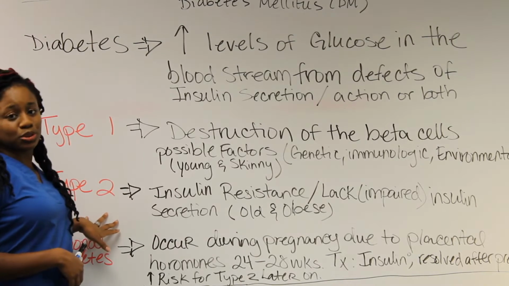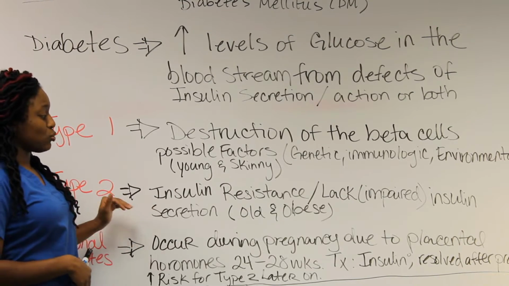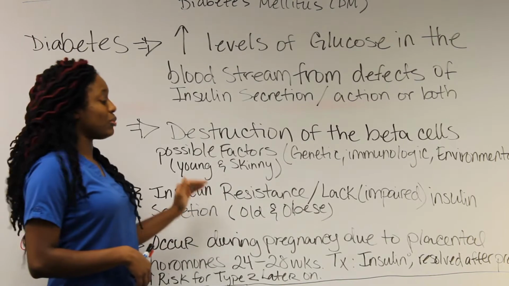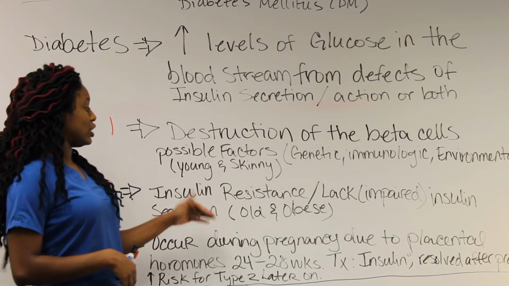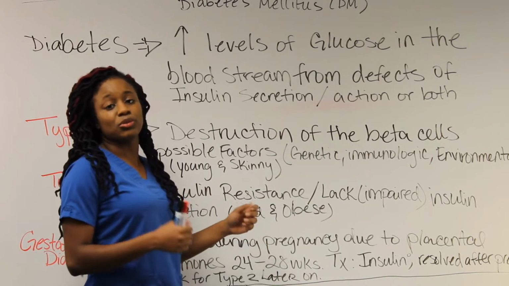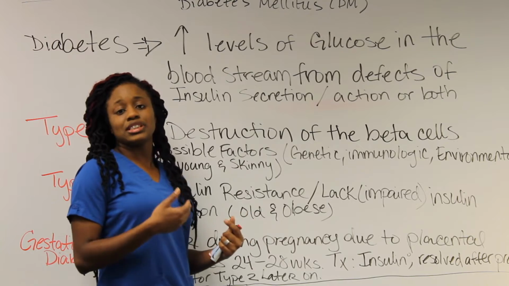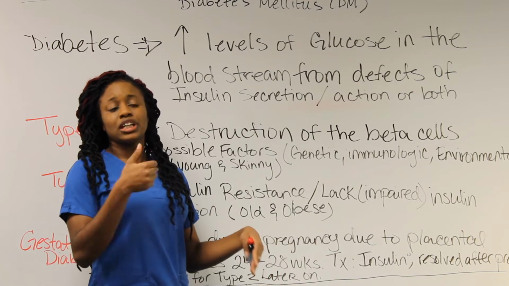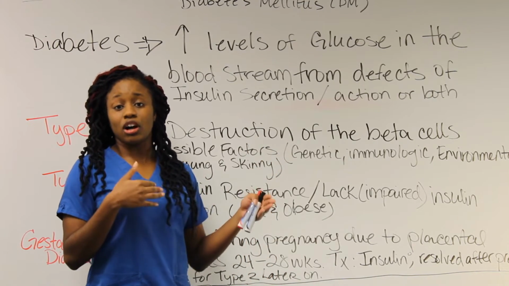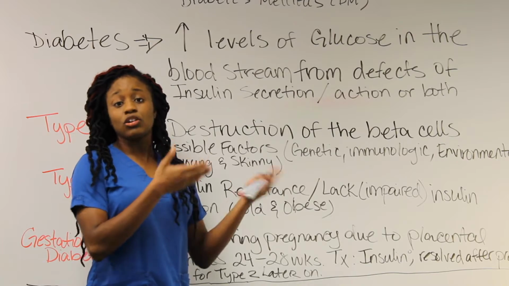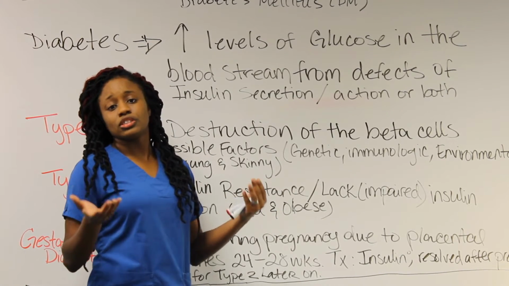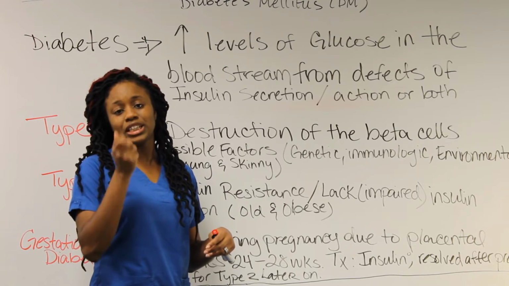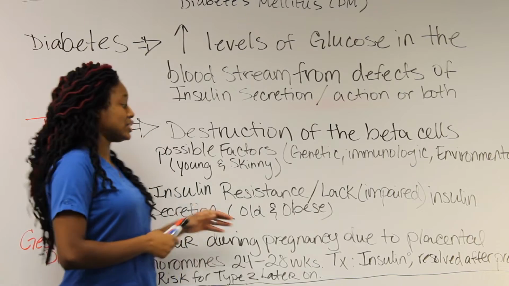Then you have type 2. This is the more common one. With this, your body is still able to produce insulin, but it's producing insulin that is resistant. Remember, insulin is the vehicle that gets glucose inside the cell. So think of insulin resistance as a broken down car: it'll get you there, but not all the way, so eventually you're stuck. Or think of it as opening a door with a bad key that isn't able to open the door. That's insulin resistant.